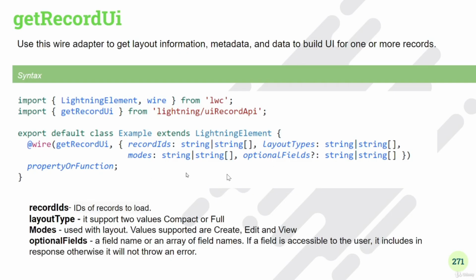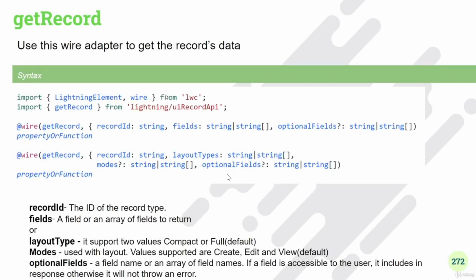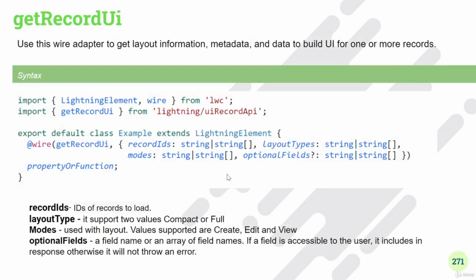So that's the syntax. One more important thing to notice with this wire adapter is that you should not confuse getRecordUI with getRecord. There is a difference. getRecord gives you only the data about the record. It does not give you the information about the layout and the metadata. But getRecordUI gives you the layout information and the metadata. So that's a major difference between these two adapters. Let's go to VS Code and see how we can use this adapter.